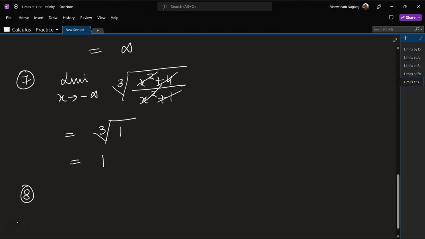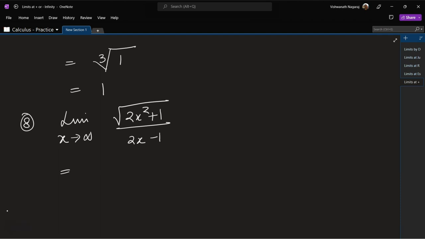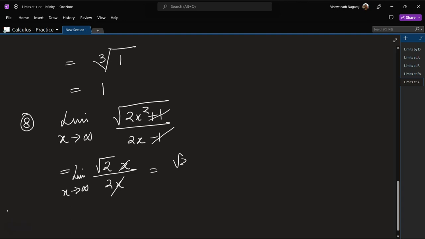Okay. Eighth one, limit as x approaches infinity of square root of 2x square plus 1 by 2x minus 1. Now again here 1 has no impact on this term because of the infinity. Again minus 1 has no impact. So this would become square root of 2 times x by 2x. Actually I should write the limit statement. So limit as x approaches infinity. So x cancels and we are left with root 2 by 2.